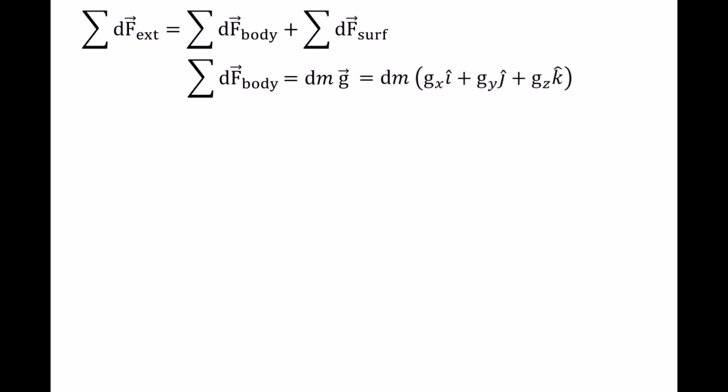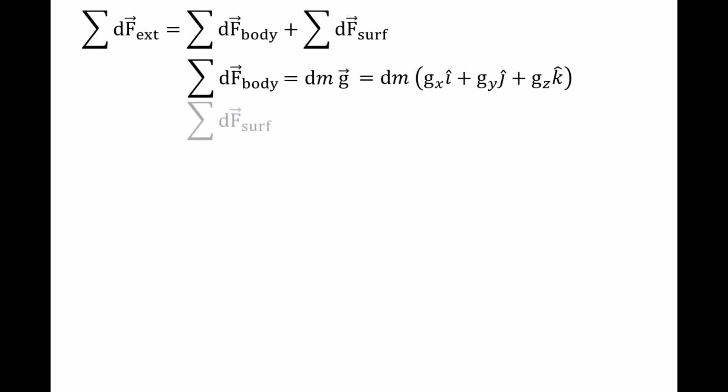The external forces can be separated into body forces and surface forces. Body forces act on the entire mass inside the control volume. In most systems, the main body force of interest is the gravitational force, which is mass dm times the gravitational acceleration g. Since g is a vector, we can separate it into its components, which in a rectangular coordinate system would give gx i hat plus gy j hat plus gz k hat.